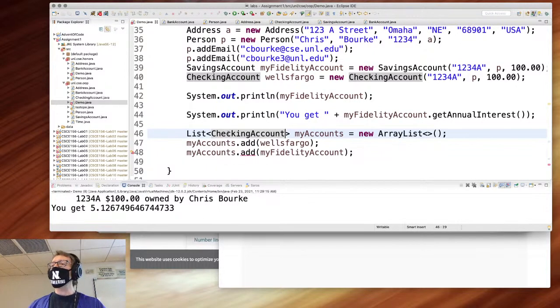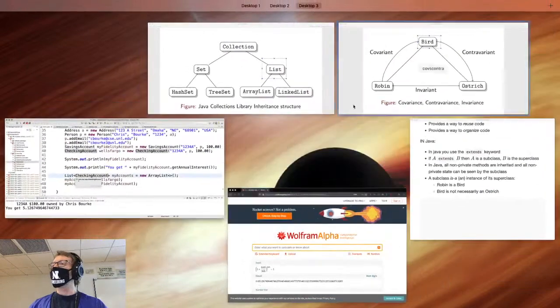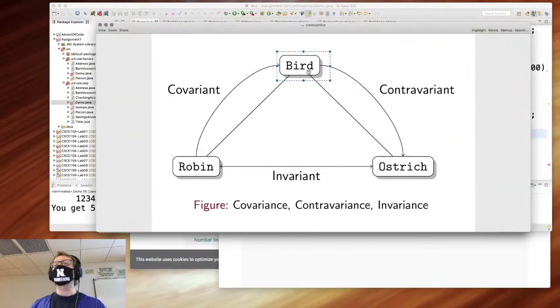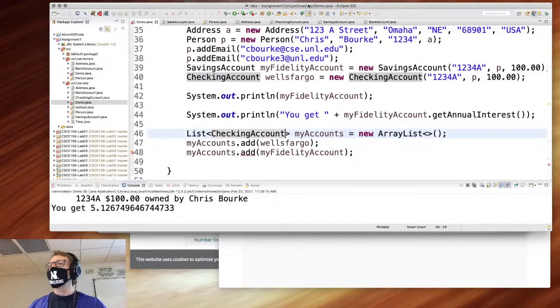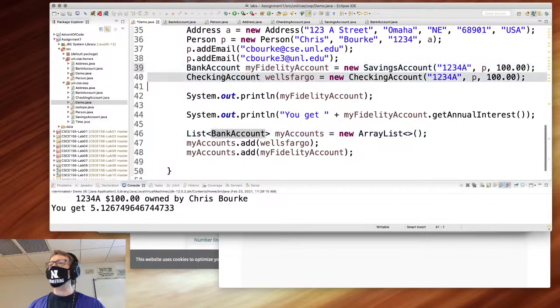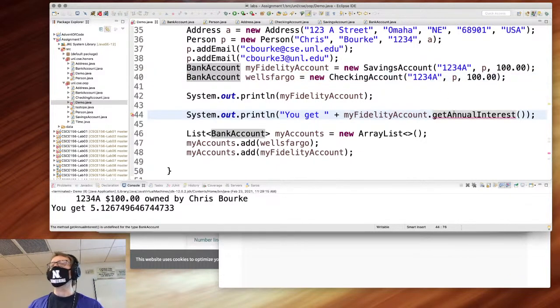So let me go ahead and make this more generic, more general, by treating everything as the supertype, treating both robins and ostriches as birds, or treating all bank accounts, checking accounts and savings accounts, as simply bank accounts. There's my accounts. Now I can add that perfectly fine. In fact, what I should do is treat both of these initially as bank accounts, because I'm not using anything specific to them, except for now something breaks.